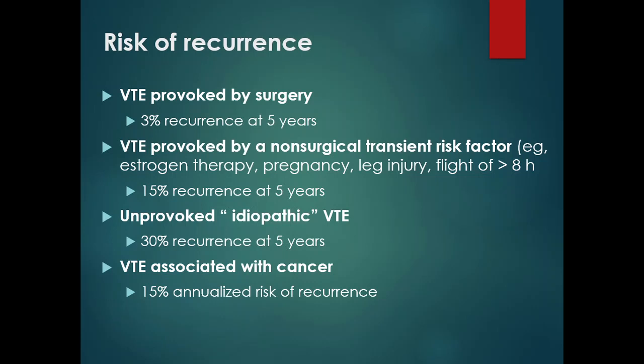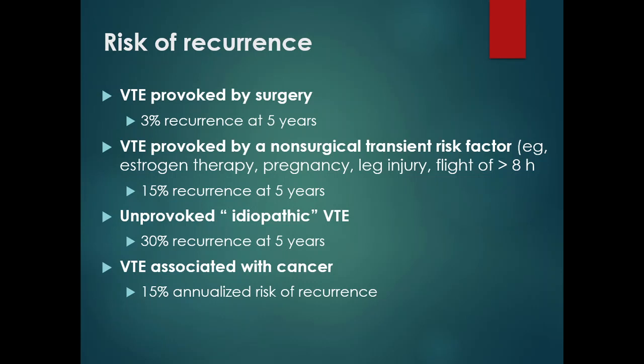And why we give only for 3 months for provoked and we give indefinite for unprovoked DVT is because of the risk of recurrence. If we look at the provoked by surgery, there's a 3% recurrence at 5 years. It's very low. But VTE provoked by non-surgical transient risk factors, for example, estrogen therapy, pregnancy, leg injury, prolonged flight, they have still a higher recurrence rate at 5 years. And that's when I said these patients do not necessarily have a normal thrombophilia profile. They could have a hidden thrombophilia because they have a higher recurrence rate.